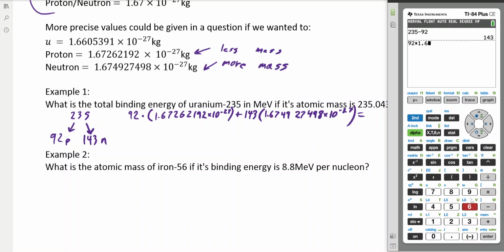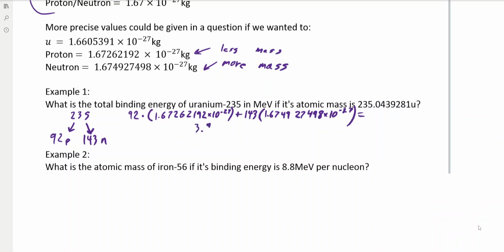But we're not going to worry about writing it all out again. All right, and we get the answer of 3.93 times 10 to the negative 25, and this is in kilograms. Now that is the amount of mass that there is for all of the protons and neutrons.